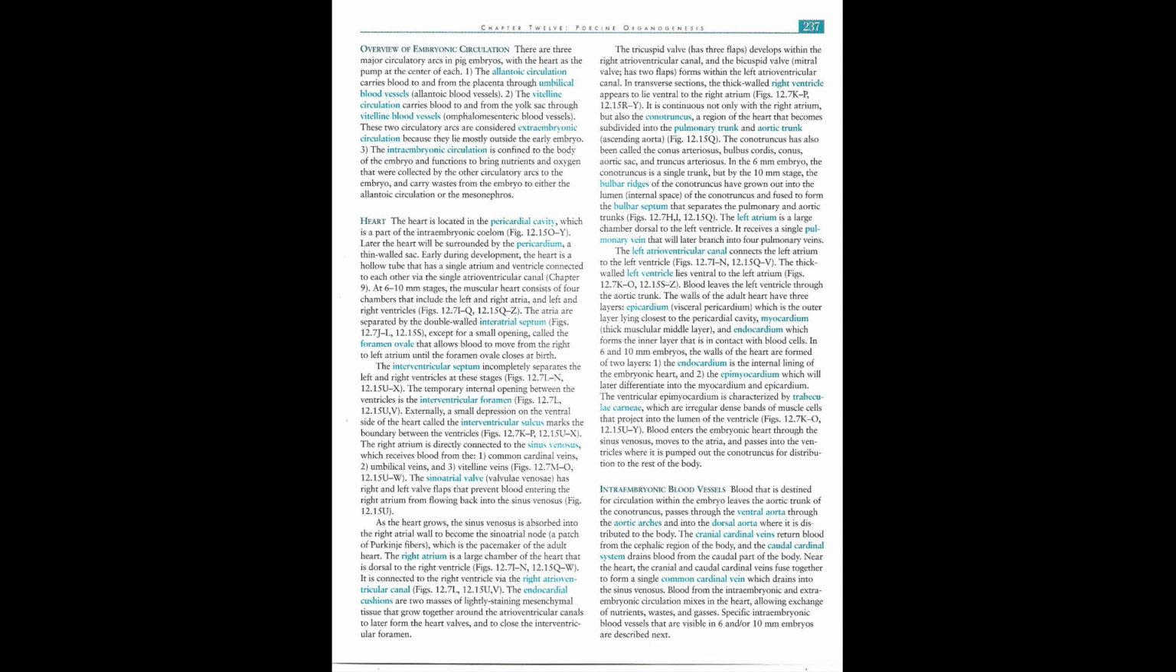In transverse sections, the thick-walled right ventricle appears to lie ventral to the right atrium, Figs 12.7 KP, 12.15 RY. It is continuous not only with the right atrium, but also the conus truncus, a region of the heart that becomes subdivided into the pulmonary trunk and aortic trunk, ascending aorta, Fig 12.15 Q.